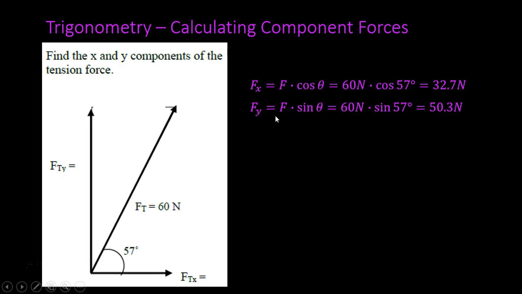Similarly, for the y component, we use the sine of 57 degrees instead of the cosine of 57 degrees. We multiply it by the strength of this total force, which is 60 newtons, and we find out that the strength of the y component is 50.3 newtons in the positive direction.